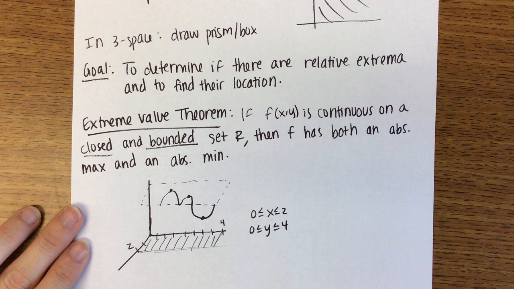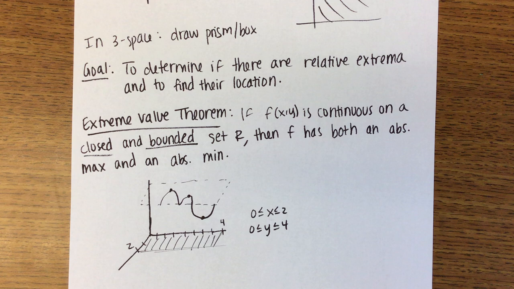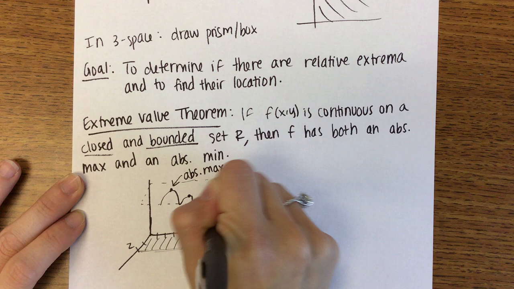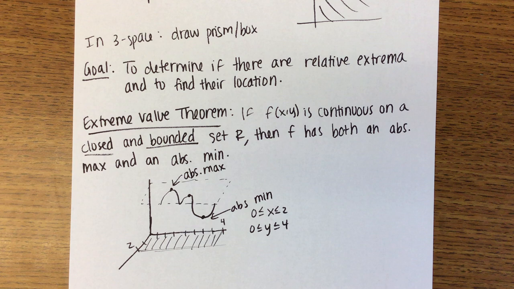So I'm just drawing the plane to give myself a little bit of perspective. Okay, so in this case, we know definitively this is a closed and bounded set. Therefore, our function has to have at least an absolute max and absolute min. This here would be our absolute max. This here is our absolute min. Of course, we're interested, though, in relative max and relative min as well. Today, we're going to talk about how to find relative max and min. The next theorem will tell us a little bit how to do that. And then Monday, we'll talk about how to find absolute.